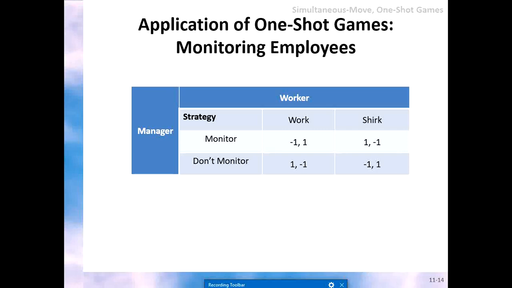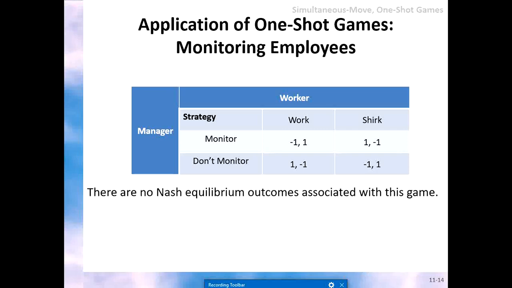But if the manager didn't monitor and the worker shirks, then the manager will get -1, since he didn't monitor and the worker was shirking. And for the worker, because the manager didn't monitor and the worker was shirking, he was not caught, so he will get 1.